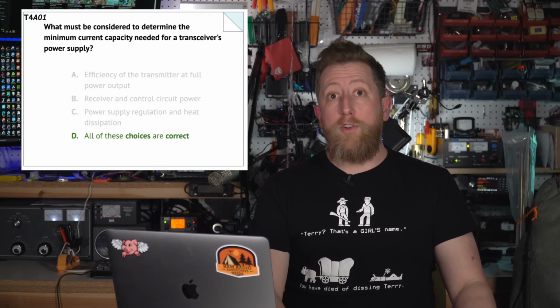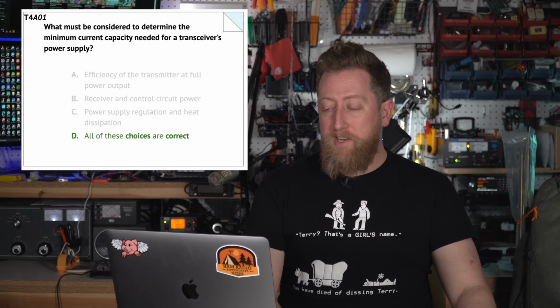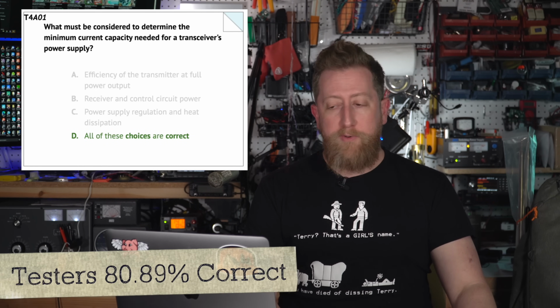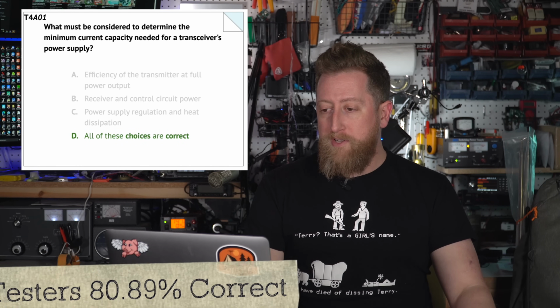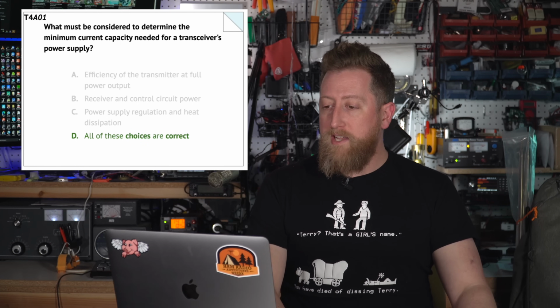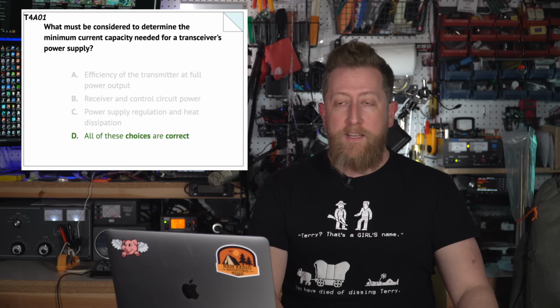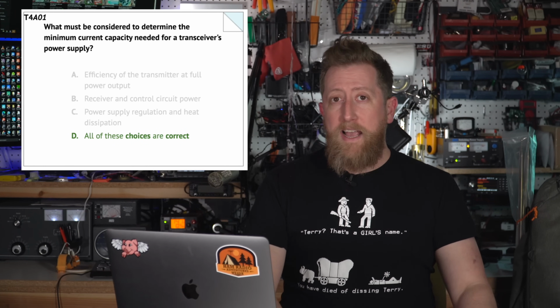Okay, starting things off, T4A01. There are 24 questions in this section. What must be considered to determine the minimum current capacity needed for a transceiver's power supply? A, efficiency of the transmitter at full power output. B, receiver and control circuit power. C, power supply regulation and heat dissipation. Or D, all of these choices are correct. The answer is D.